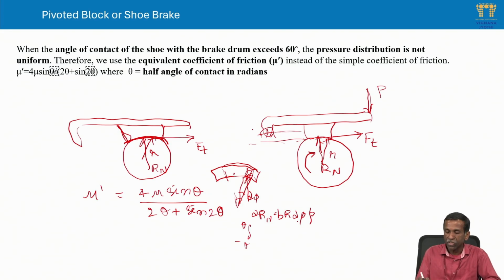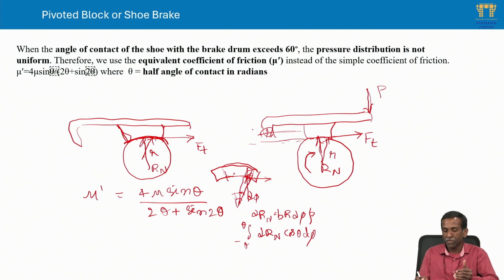For the normal force we need to take the angle, let us say theta, the cos theta component. So dRn cos theta, where dφ is the angle subtended, integrating from minus theta to theta. You take the frictional force component also and do the integration.